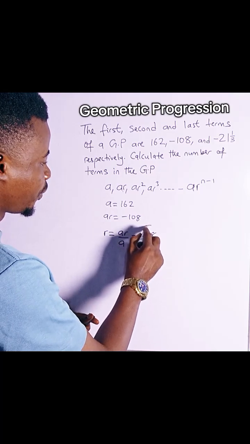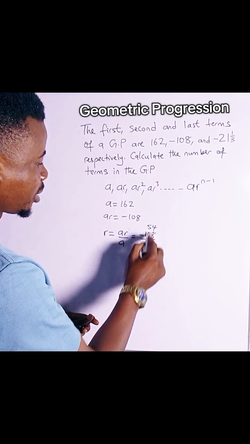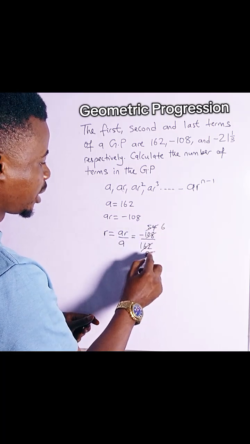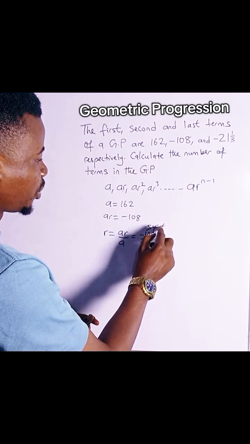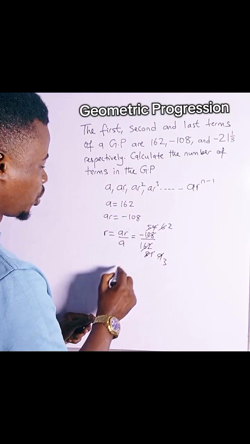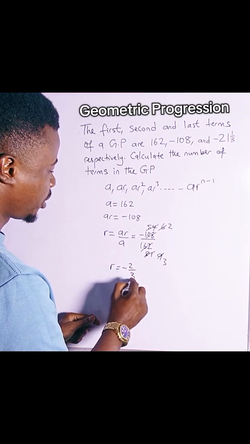Now if you reduce this to its lowest term, you divide. 2 can go here, 54, and 2 can go here, 81. So now I can see that these are multiples of 3. 9 can go here 6 times, 9 can go here 9 times. You can reduce this also by 3. 3 can go here 2 times, 3 can go here 3. So now my common ratio is minus 2 over 3.